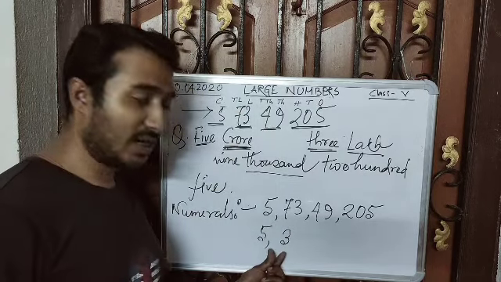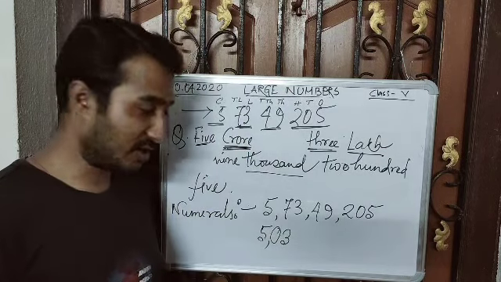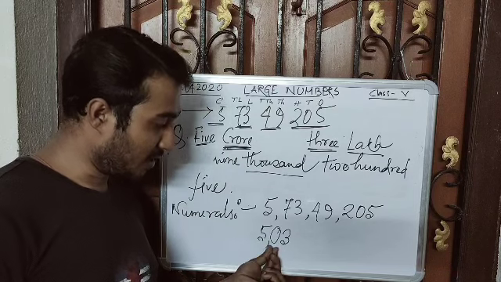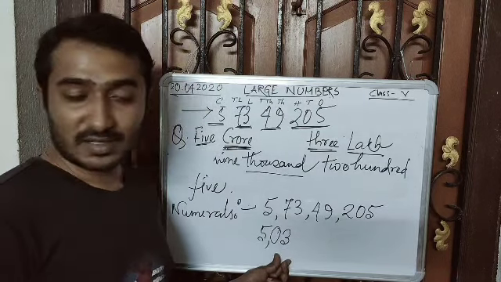But we have to make it 2 digits. So put a 0 in front of it. Never put a 0 after it, because if we put a 0 in front of it, it is 3. But if we put a 0 after it, then it becomes 30.